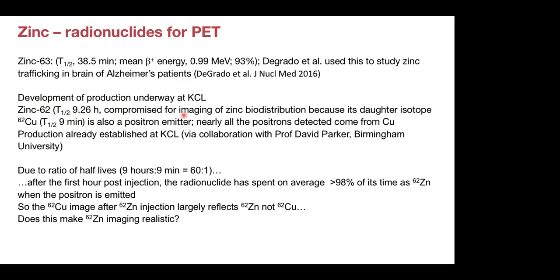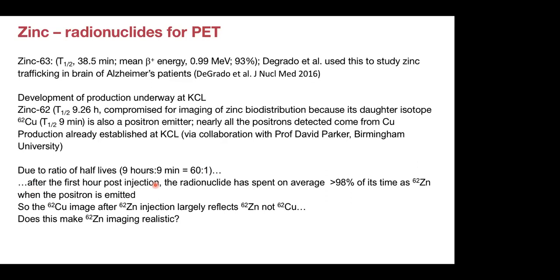But since we were already making it, we decided to take a second look at this idea. And we reasoned that because of the ratio of the half-lives, 9 hours for zinc, 9 minutes for copper, is a ratio of 60:1. And if you do the maths, after the first hour post-injection, the remaining radionuclide in vivo has spent an average of 98% of its time as zinc before it turns to copper and the positron is emitted. So it should really reflect the biology of the zinc rather than the copper.